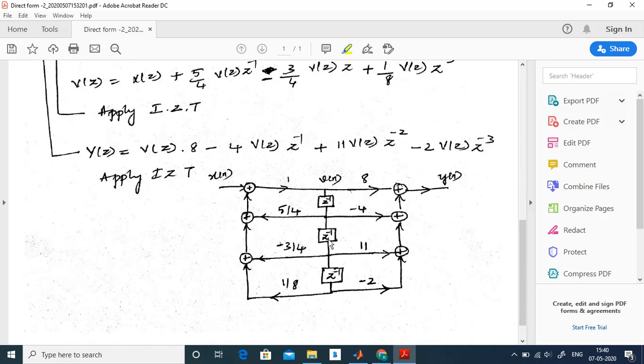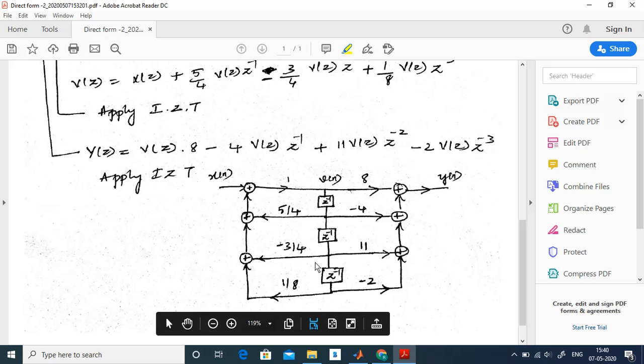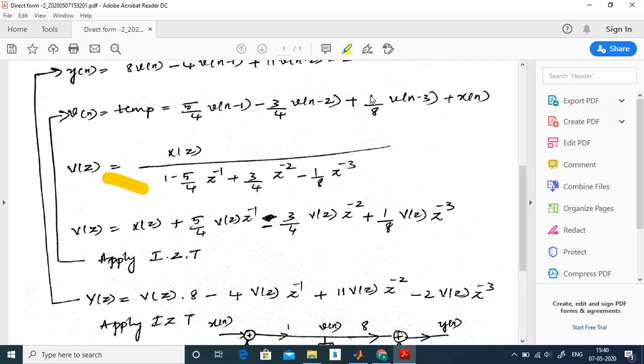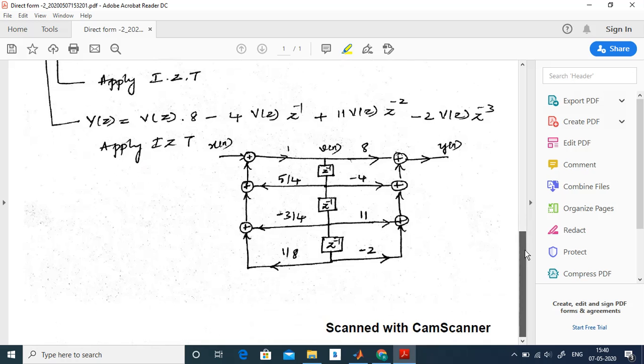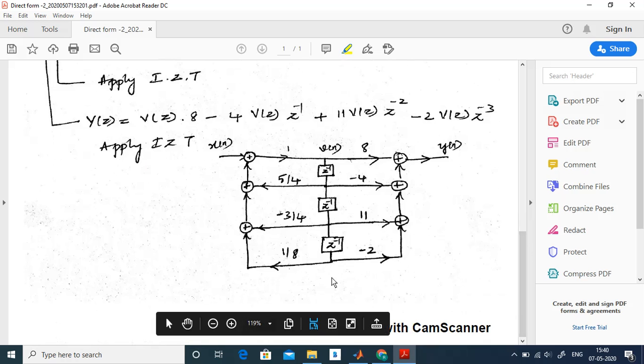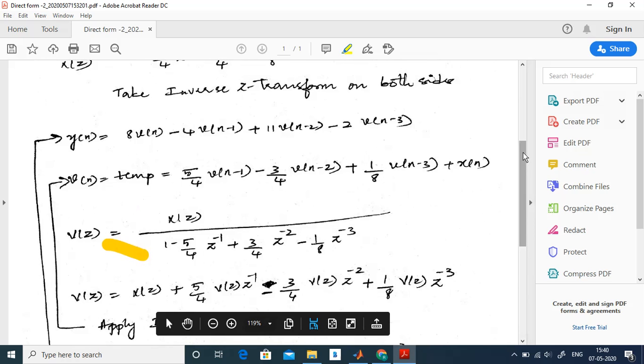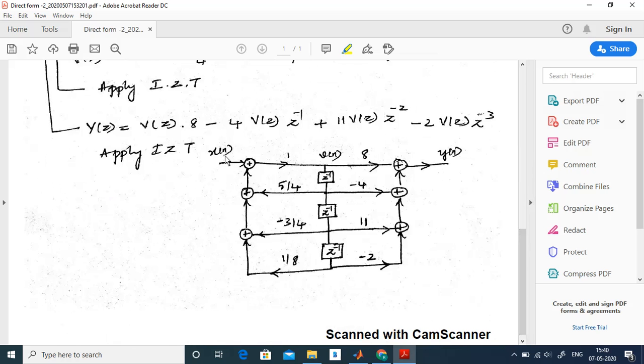So how to obtain v of n minus 2? v of n minus 1 is here. Use a delay element, you will get v of n minus 2, multiply by the constant, add that with the rest. Similarly, do for the last one, that is 1 by 8 V(z) z power minus 3. If you take inverse z, you will get 1 by 8 v of n minus 3. v of n minus 3 you will get here, multiply by 1 by 8, add that with the rest. Along with that, we should also consider x of n. That has to be added. See here, I am adding even the x of n input signal.